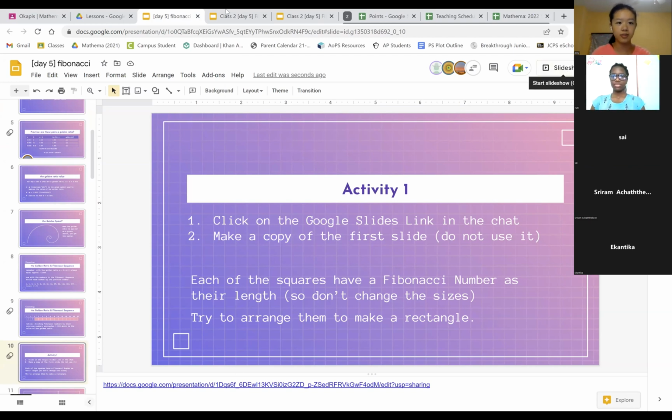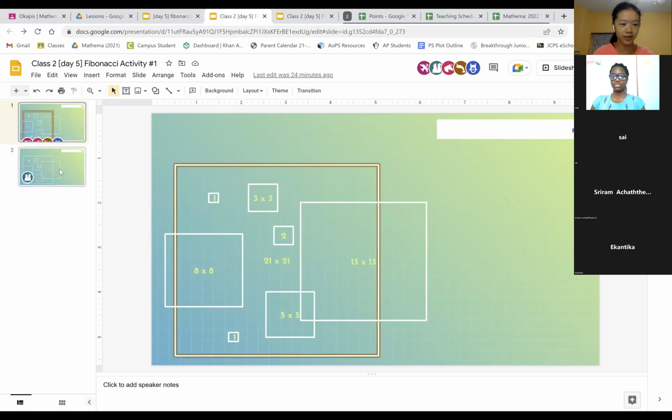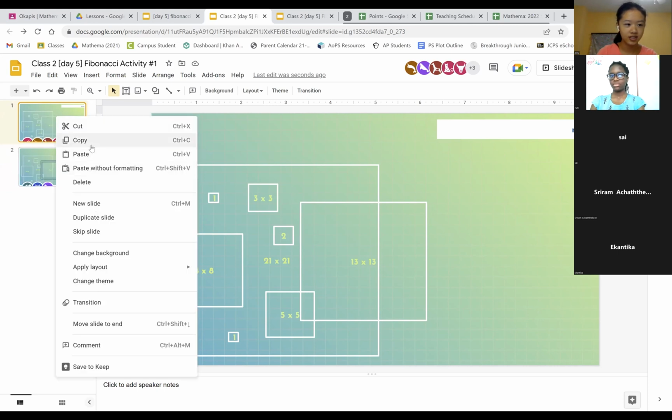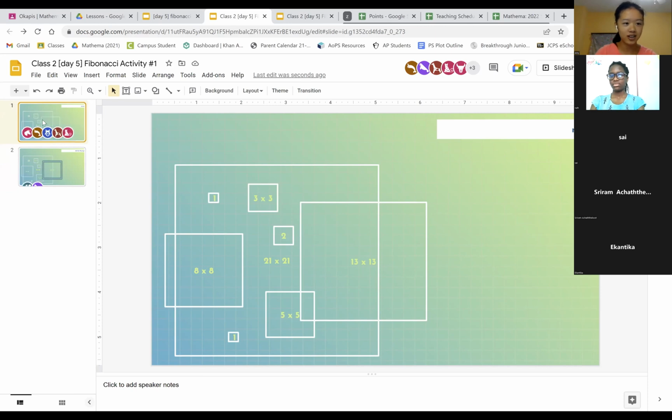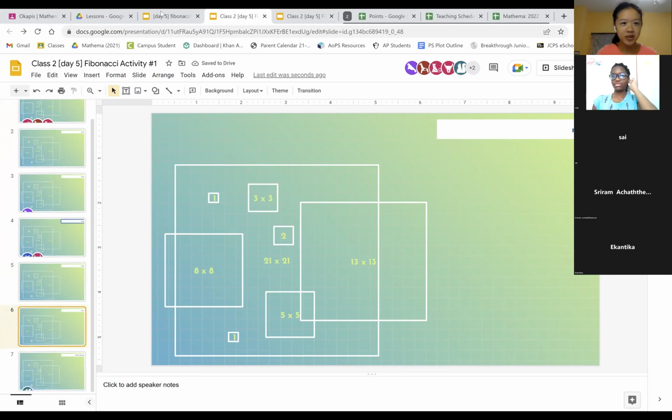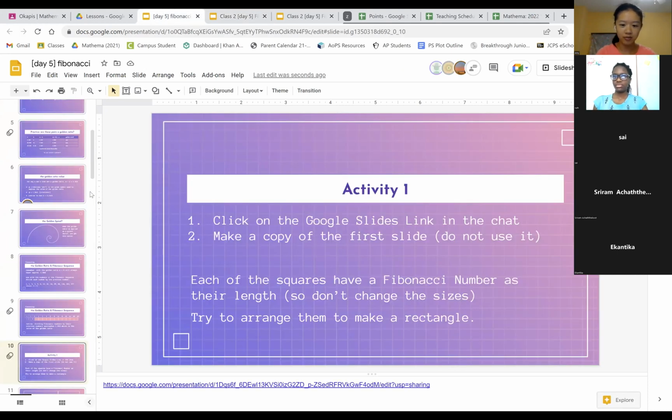Yep, and make sure that you make a copy of the slide. Don't just directly start dragging everything around. Make a copy of the slide and then put your name on it so that people know it's yours. If you don't know how to make a copy of the slide, I will make a copy for you. Okay, spread out. So basically you're trying to arrange them to make a rectangle.